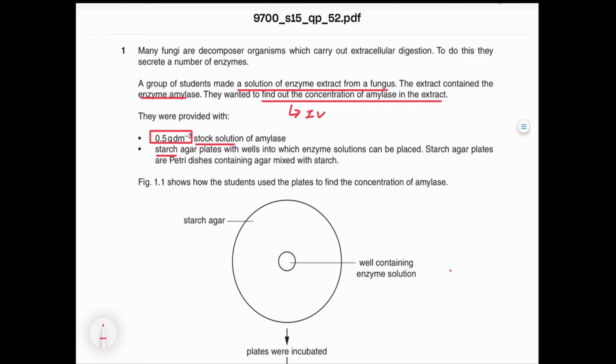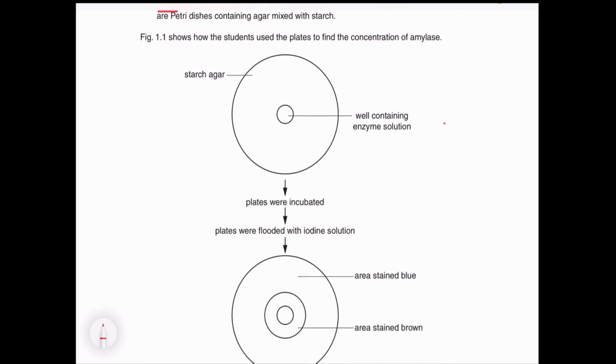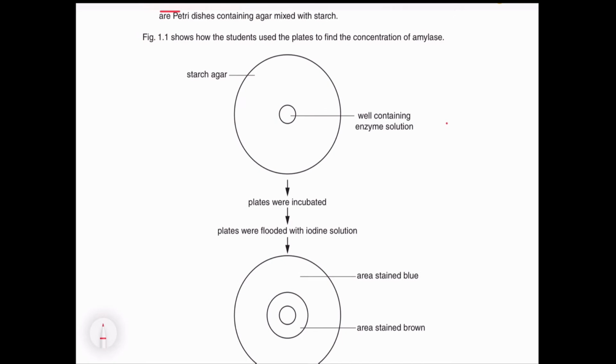So let's identify what is the standard variable. In this experiment, we will see that the student is using a petri dish plate to find out the concentration of amylase. We can see that they are using starch agar. So here you can think of, most likely I need to standardize this. SV represents standard variable. And since I'm using enzyme solution, most likely this one needs to be standardized in terms of the volume. And as the plates were incubated, most likely I also need to standardize the timing itself.